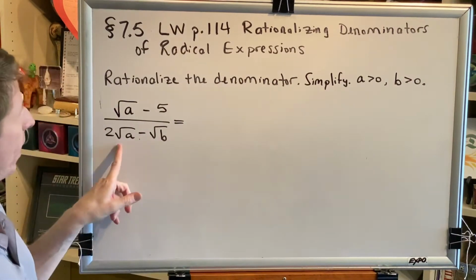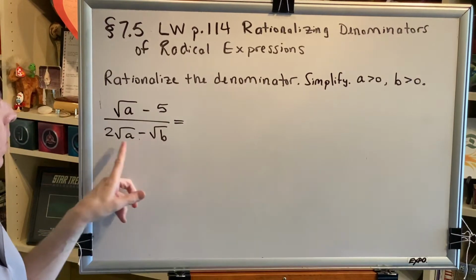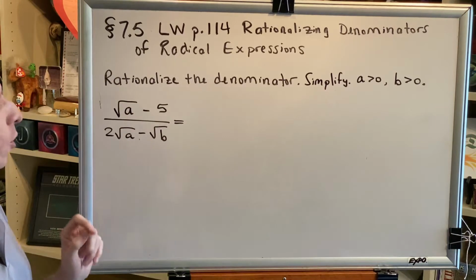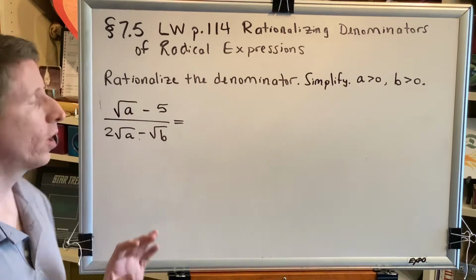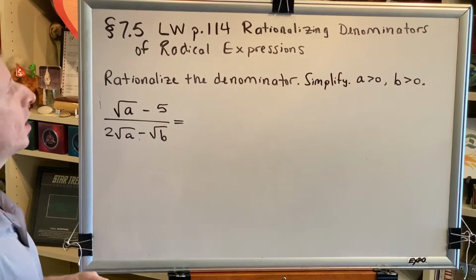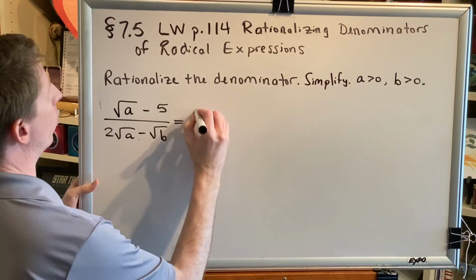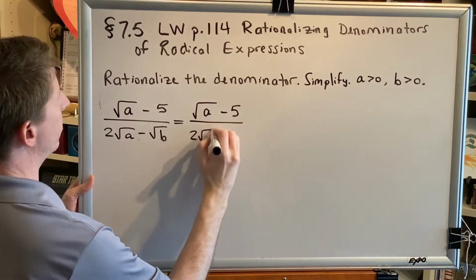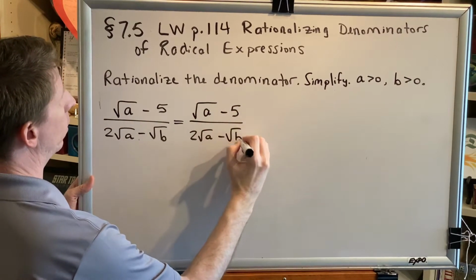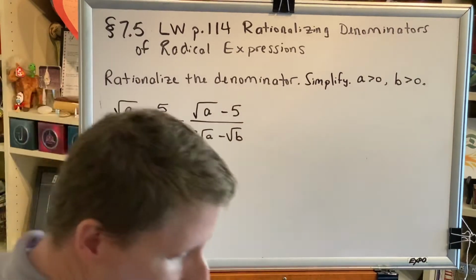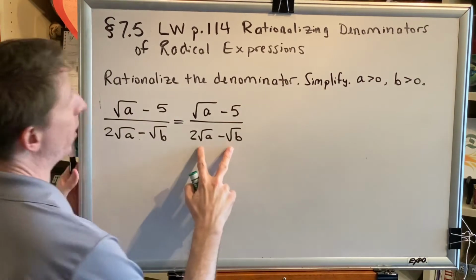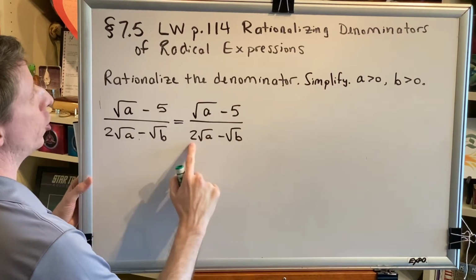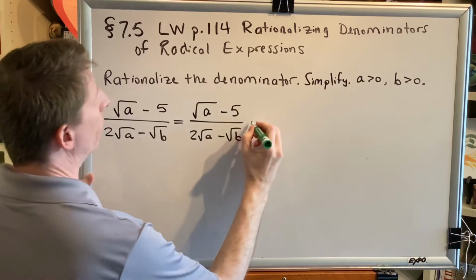Now, you want to take note that down here in the denominator, there are two terms, 2 root a and subtract root b. This is different than the previous learning objective, so the method that we use must be different. Here's what we're going to do. First, make an exact copy of the problem as stated. Second, identify the conjugate of the denominator. The conjugate of 2 root a minus root b would be 2 root a plus root b.